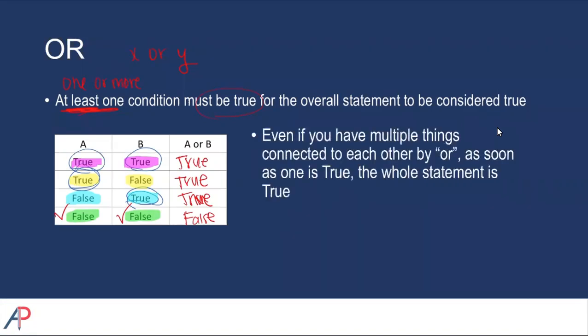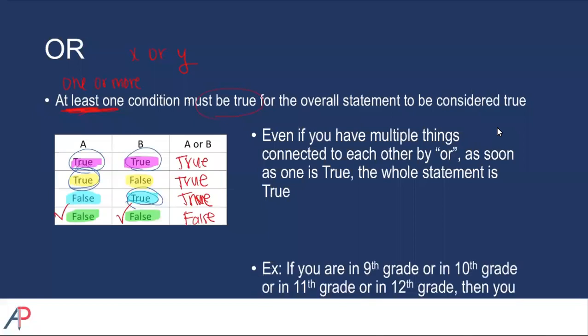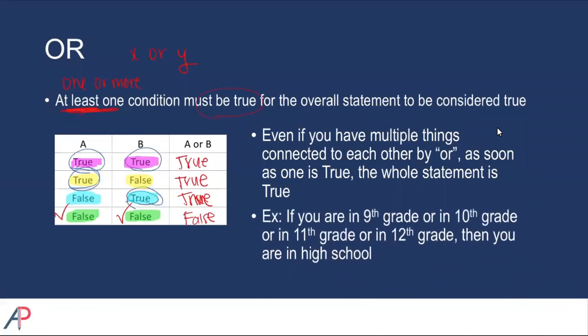Even if you have multiple things connected to each other by an or, as soon as one is true, then the whole statement will be considered true. So everything could be ridiculously false, but as soon as one thing is considered true in your entire connection of ors, then that means that your entire statement is true regardless. So for example, if you're in 9th grade, or in 10th grade, or in 11th grade, or in 12th grade, then you are in high school.